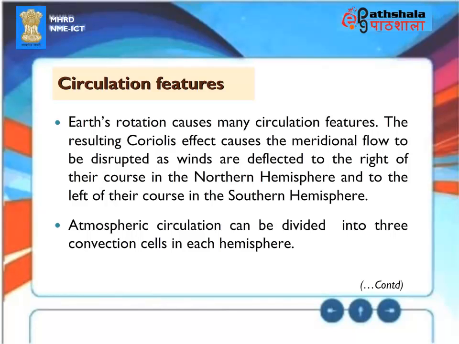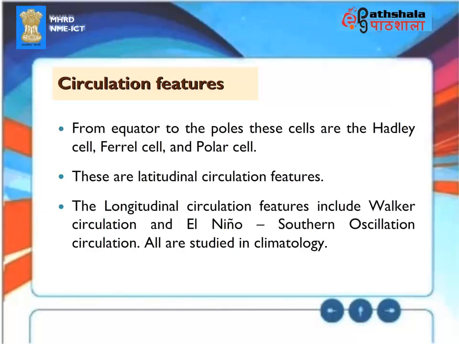Atmospheric circulation can be divided into 3 convection cells in each hemisphere. From equator to the poles, these cells are the Hadley cell, Ferrel cell, and polar cell. These are latitudinal circulation features. The longitudinal circulation features include Walker circulation and El Niño Southern Oscillation circulation. All are studied in climatology.